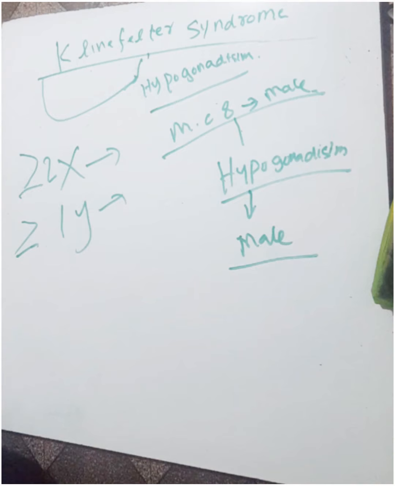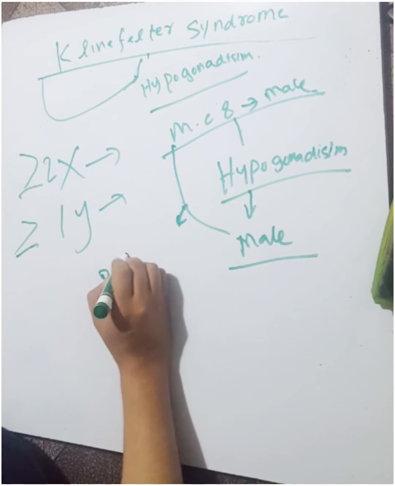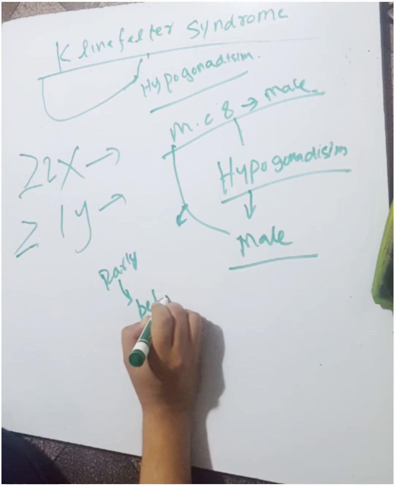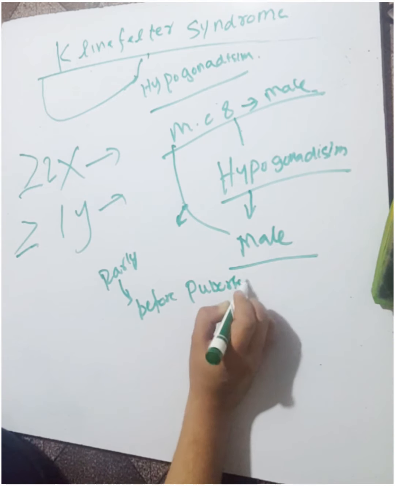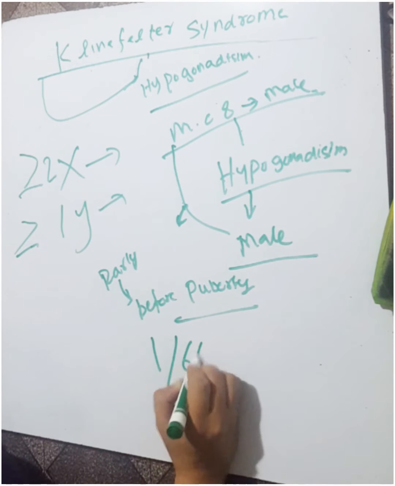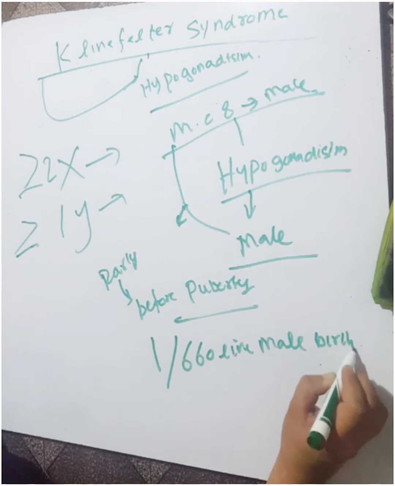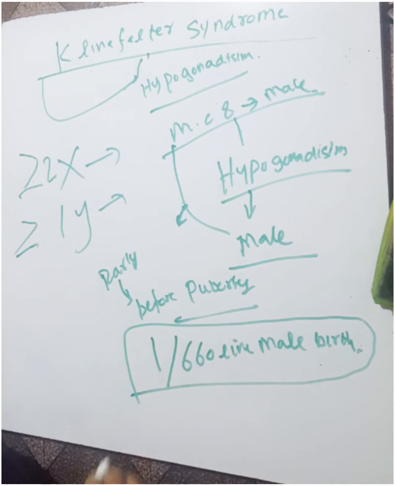The Klinefelter syndrome is rarely diagnosed before puberty. It occurs in 1 out of 660 live male births, but it is rarely diagnosed before puberty.